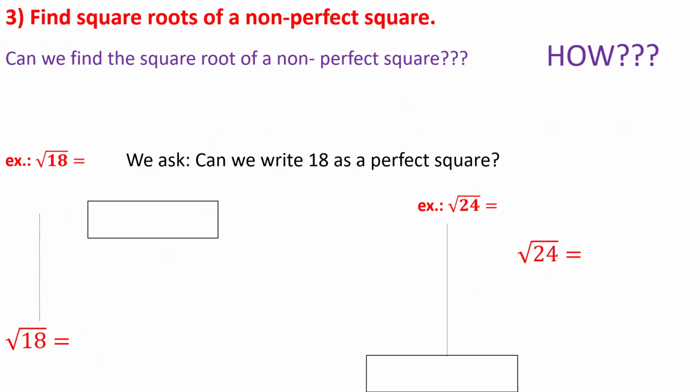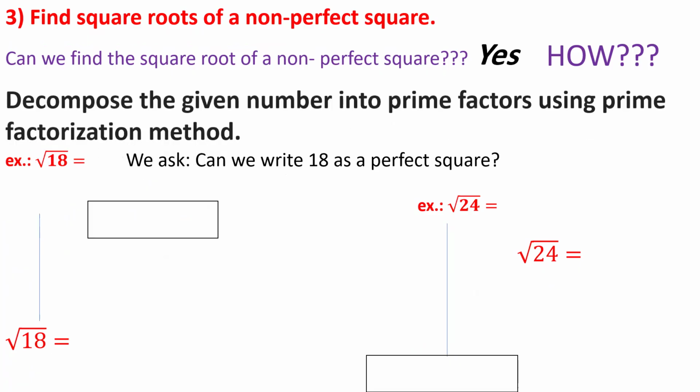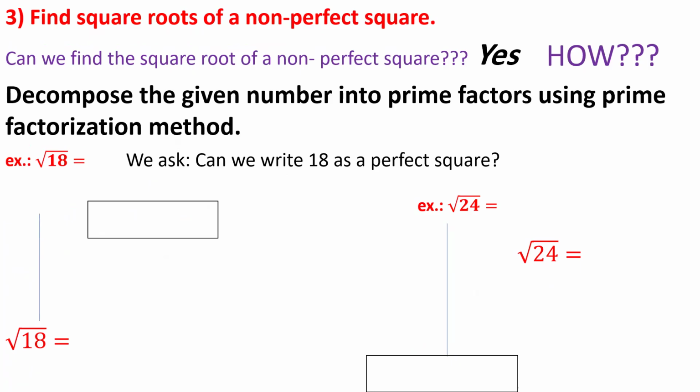Sometimes we need to find the square roots of non-perfect squares. Can we find the square roots of non-perfect squares? Of course, yes. How can we do this? We decompose the given number inside the radical into prime factors using the prime factorization method. For example, I wanted to find the square root of 18. I ask, can I write 18 as a perfect square?